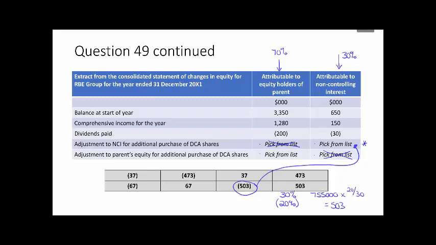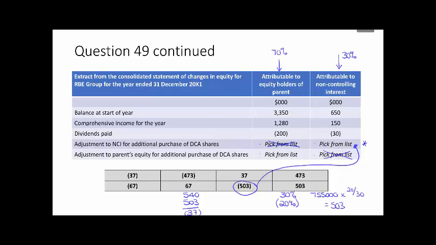In terms of the final box for us to complete then, the adjustment to the parent's equity for the additional purchase, we're taking that same 503 and saying effectively what I'm doing is moving it out of NCI into the equity holders. However, in order to get that 503, we've had to pay an additional 540. So in actual fact, we are out of pocket by the remaining 37. So 37 is the correct figure.